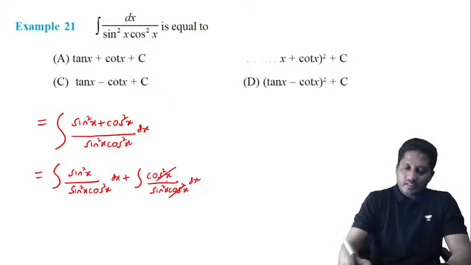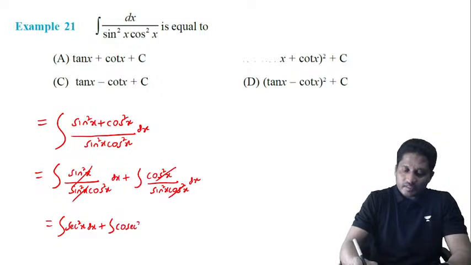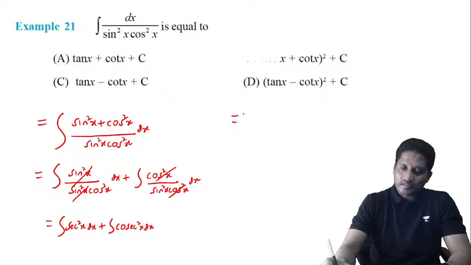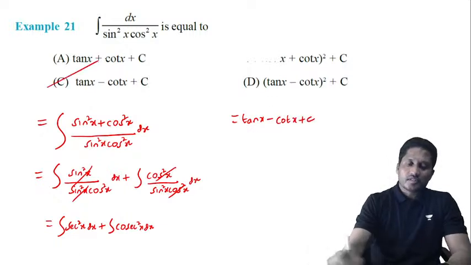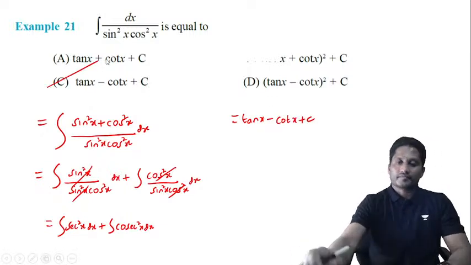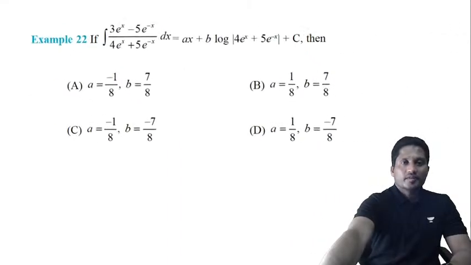Okay, cos square will cancel, sin square will cancel. 1 by cos is sec, you get sec square x dx, plus integration of 1 by sin is cosec, you get cosec square x dx. Integration of sec square x is equal to tan x, and integration of cosec square x is equal to minus cot x plus c. Answer is option C, tan minus cot plus c. Okay, let's move to the next question.